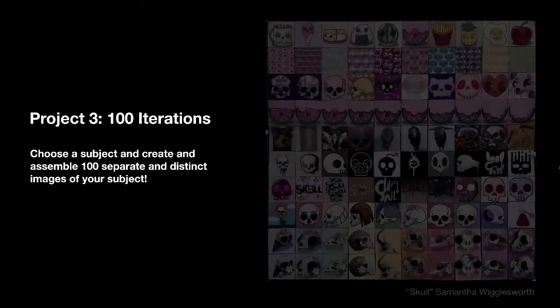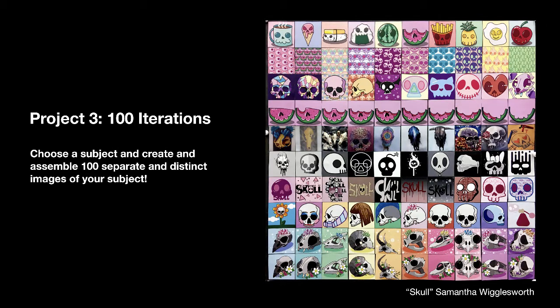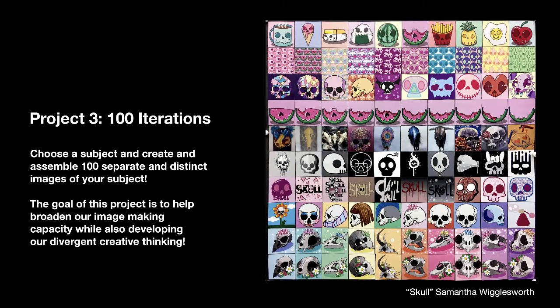In this video, I want to talk about the 100 Iterations project. Briefly, I just want you to choose a subject and then create and assemble 100 separate and distinct images of that subject. The goal of this project is to help you broaden your image making capacity while also developing your divergent and creative thinking skills.